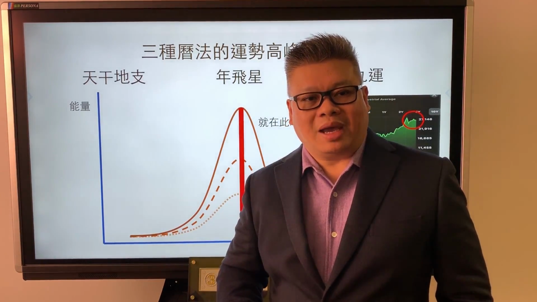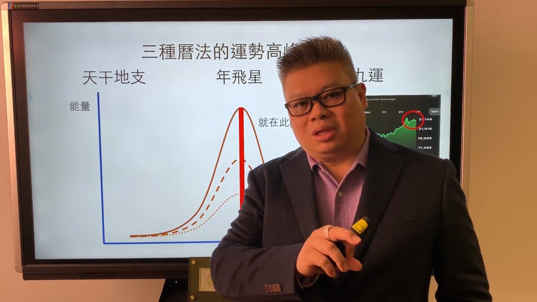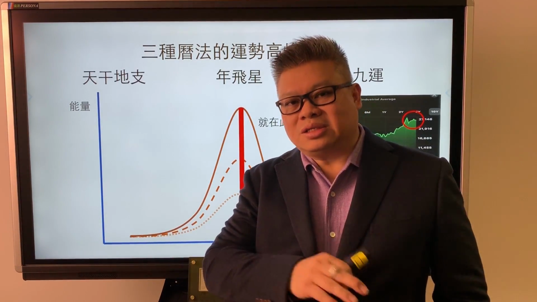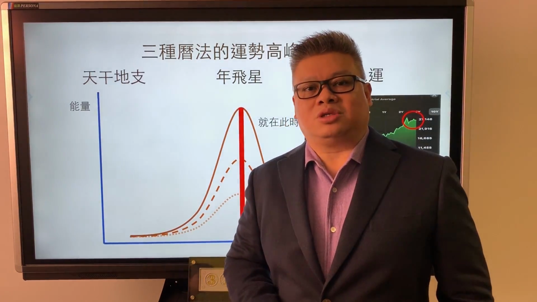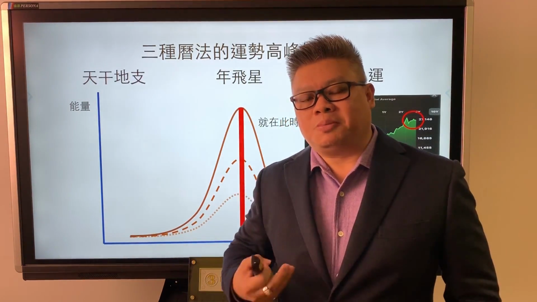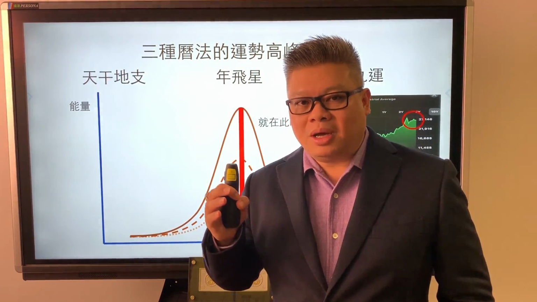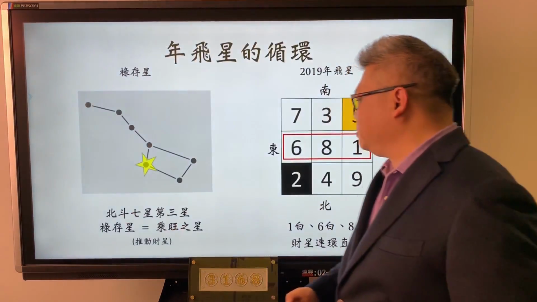Next year is number 8, and there is the alignment of 6, 8, and 1 between the east and west. So we know that the concentration of wealth is very strong. Okay, so if you are able to position yourself right, you are able to capture the number 8, harness the power, and make a lot of money.